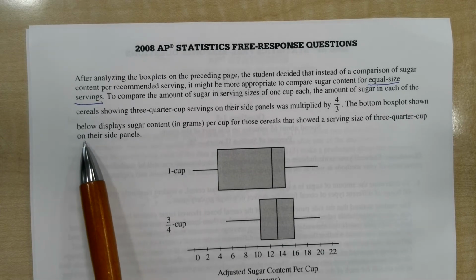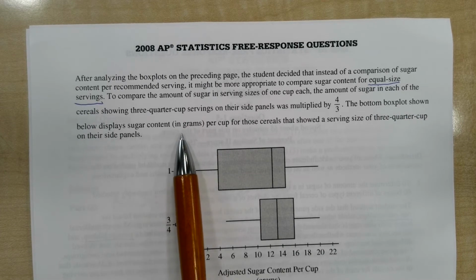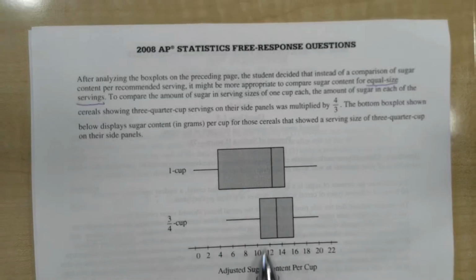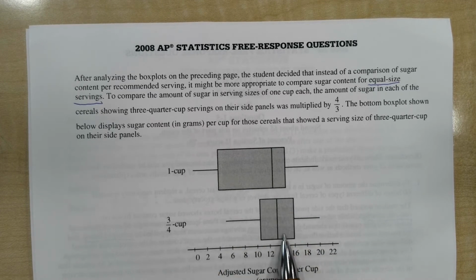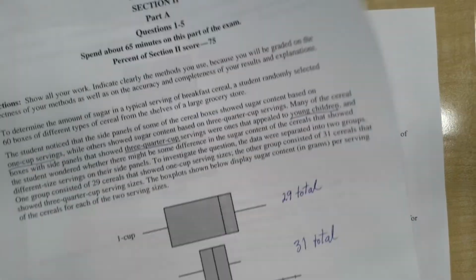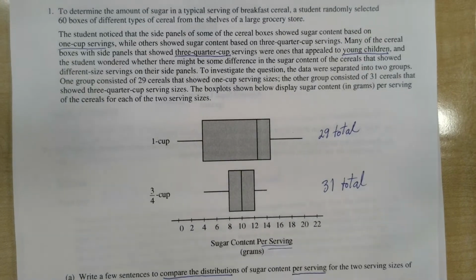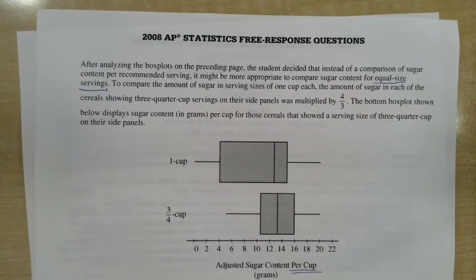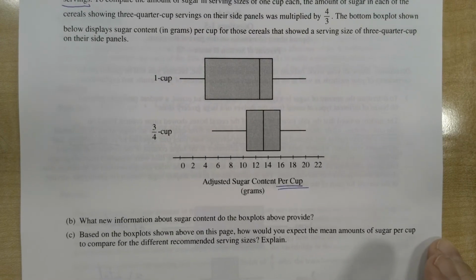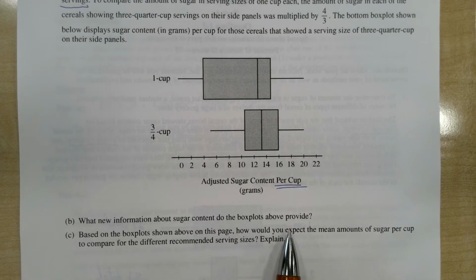So the bottom box plot shown below displays sugar content in grams. So it's the same idea, but now this has been adjusted into grams of sugar in 1 cup of cereal, even though it's the 3/4 cup category, right? This is just a category. So this really is 1 cup. You can see here it says per cup, where on the other side it said per serving. Right? Reading those scales is important. Okay, so what's the question then? So what new information about sugar content do the box plots provide?